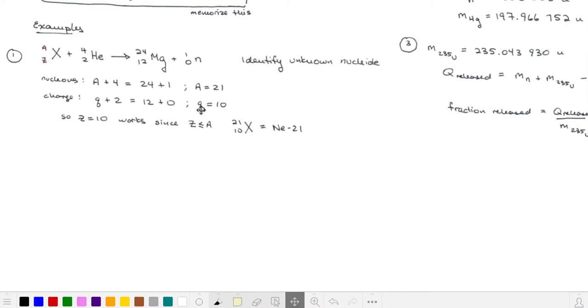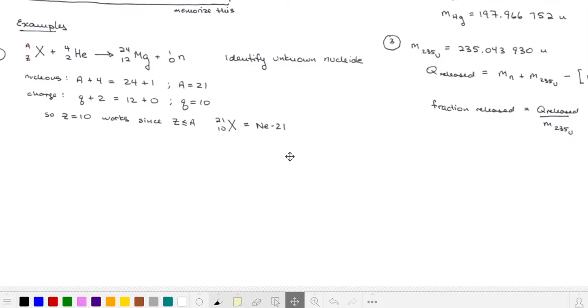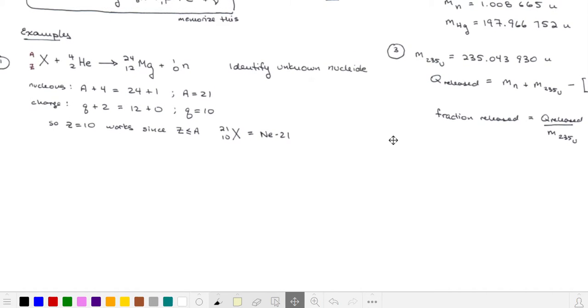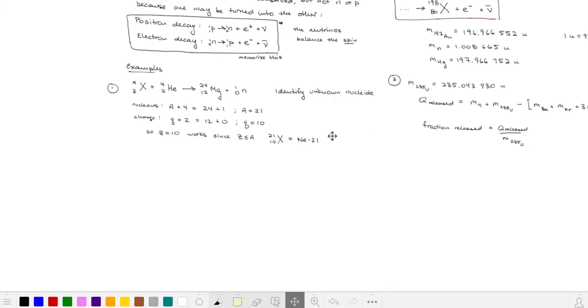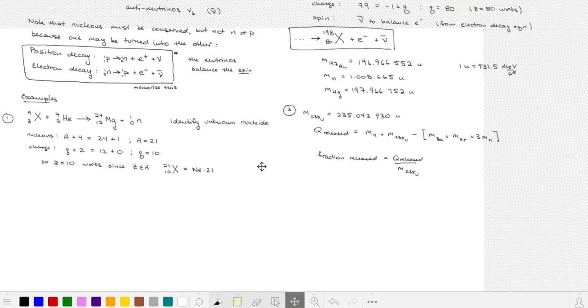So in this case, we can get Q equals plus 10 quite easily by adding 10 protons. So we need some element that has 21 total nucleons and 10 protons, and you can look that up on the periodic table, but neon has an atomic number of 10. Well, one of the isotopes of neon has an atomic mass of 21.